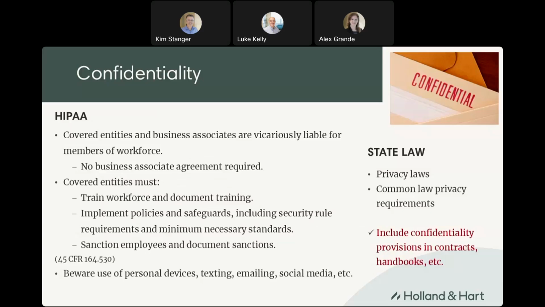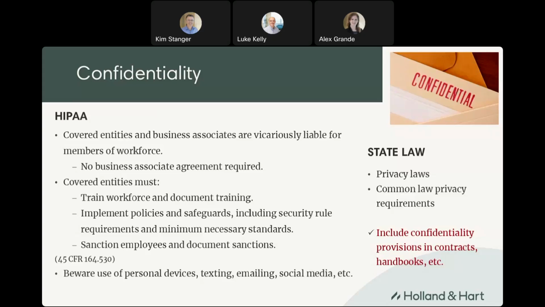Briefly talking about confidentiality. If you are billing third parties engaged in insurance or the like, then chances are you're going to be covered by HIPAA. Covered entities and business associates are vicariously liable for members of their workforce, including employees. Now, for your employees, you do not need to have a business associate agreement, because they're not business associates; they're members of your workforce. There's an exception under HIPAA that says you don't have to have a business associate agreement for members of your workforce. But under HIPAA, you are required to train your workforce members and document the training.